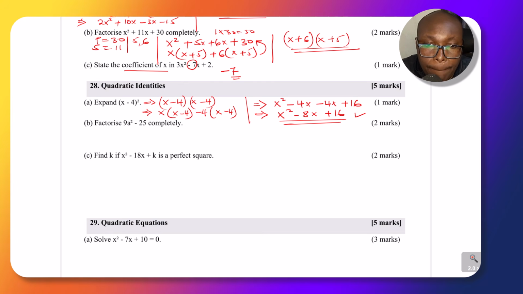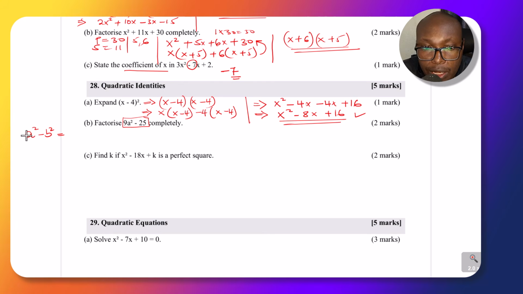Then you go to part B, factorize 9a squared, subtract 25 completely. So when you look at this keenly, this is difference of two squares. And for difference of two squares, remember that if you have a squared minus b squared, this is what we refer to as difference of two squares.